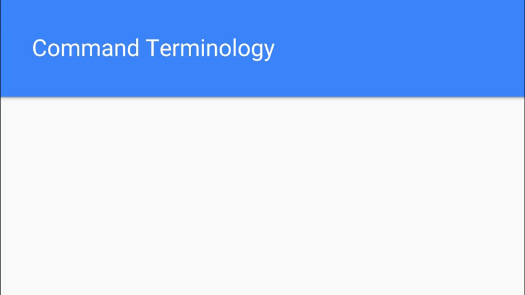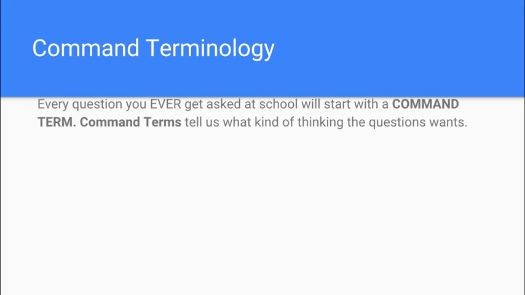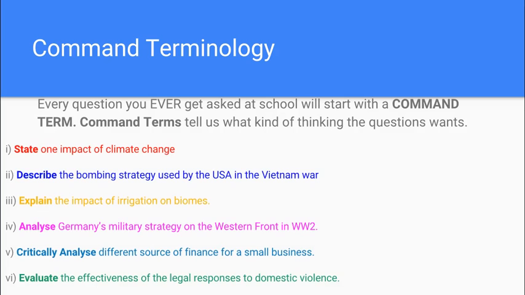Now, this is all part of what we call command terminology. This is difficult to understand, but whenever you're asked a question, it's going to have a command term. Let's have a look at these questions here. You can see already, and you might have started to understand the color coding sequence by yourselves, that the top question, when it says state one impact of climate change, the state we've put in bold because that's the command term, and that's a lower order thinking task. You just simply have to identify one impact.